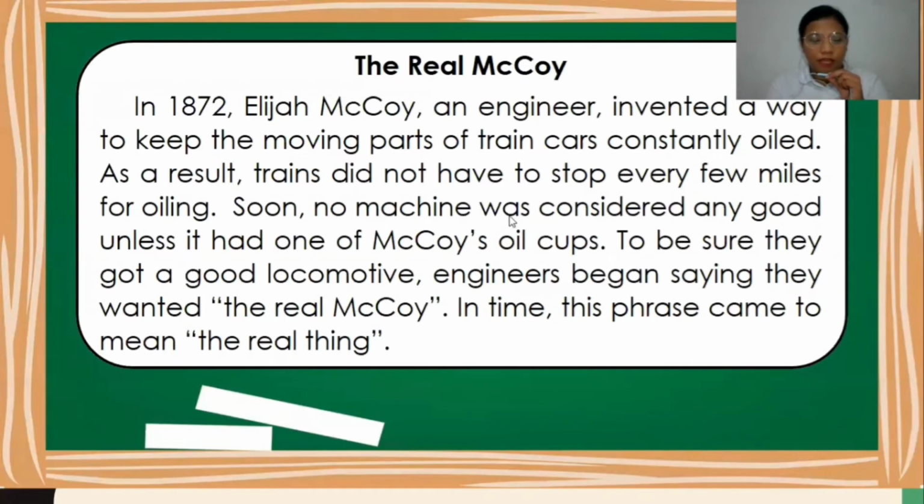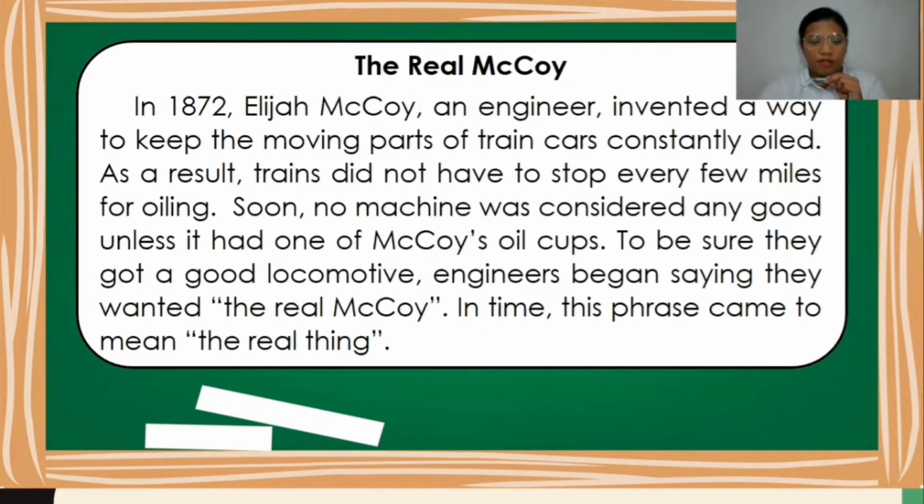The Real McCoy. In 1870, Elijah McCoy, an engineer, invented a way to keep the moving parts of train cars constantly oiled. As a result, trains did not have to stop every few miles for oil. Soon, no machine was considered any good unless it had one of McCoy's oil cups. To be sure they got a good locomotive, engineers began saying they wanted the real McCoy. In time, this phrase came to mean the real thing.